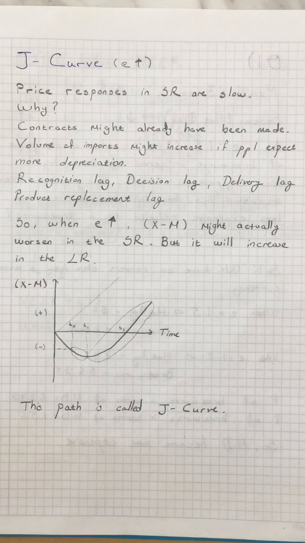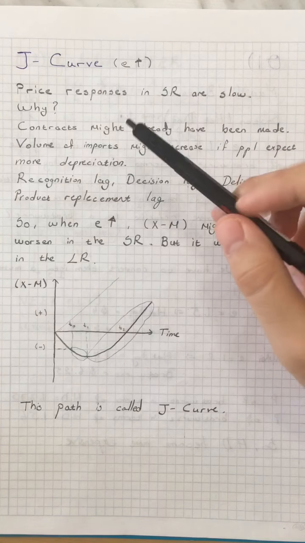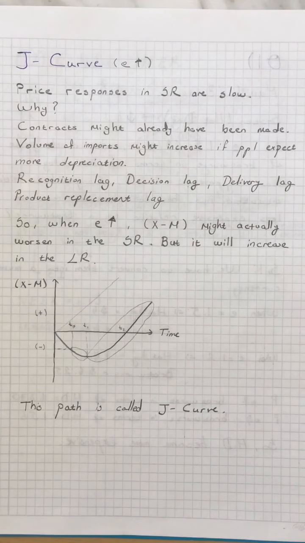So why is this happening? Why in the short run is our current account balance worsening? Well, the first reason is that contracts might already have been made. So you might have a contract with a United States producer that you will buy from them. And even though there is a depreciation and the products have become expensive for you, you might not decide not to buy them because you already made a contract. And the volume of imports might increase if people expect more depreciation.